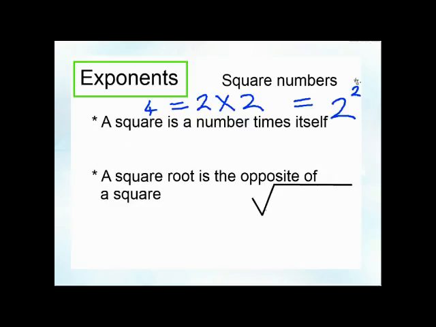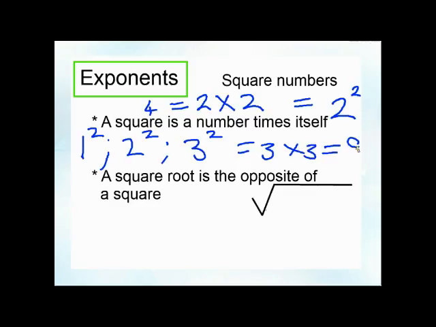Squares are exactly what we did now. Anything to the power of 2. 1 to the power of 2, 2 to the power of 2, 3 to the power of 2. Anything to the power of 2 is called a square. So in this case, 3 to the power of 2 would be 3 times 3, which is equal to 9.